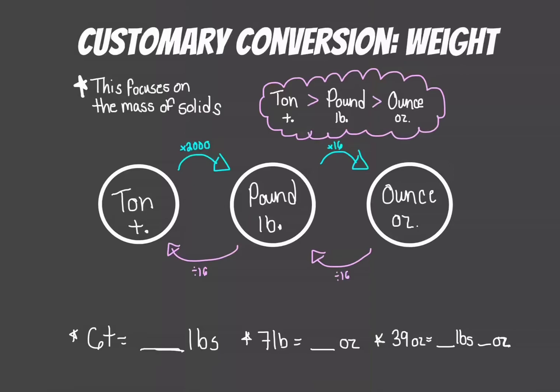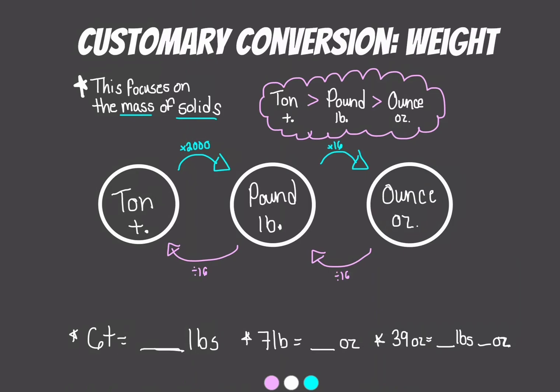Let's talk about customary conversion with the focus on weight. Now this weight is mainly around the idea of mass of solids. This is not liquids. A lot of students will get that confused because they'll see the ounce and they'll think, oh, fluid ounces. Fluid ounces is with liquid. Ounces is just with weight of solids. So we're only focusing on the weight of solids.